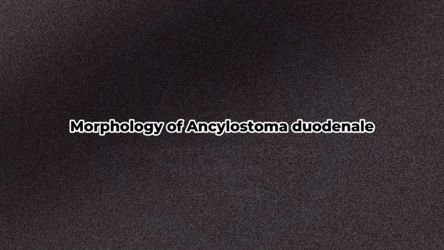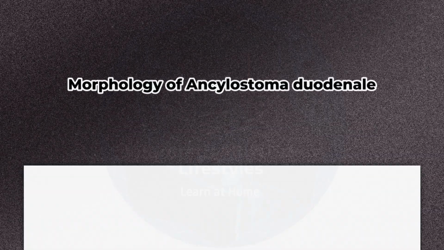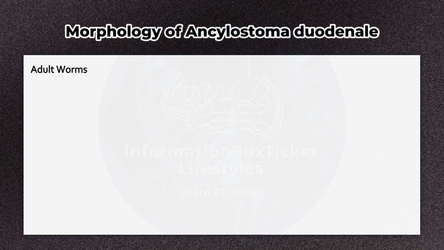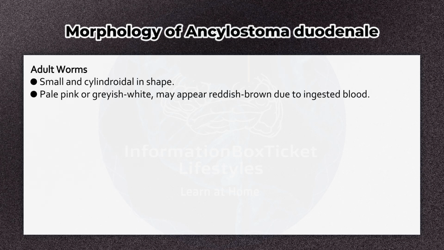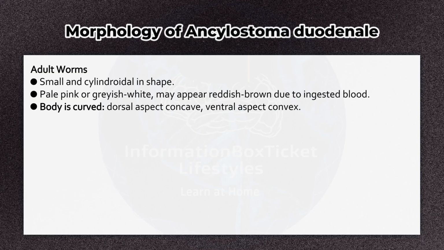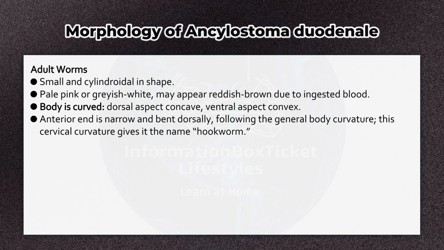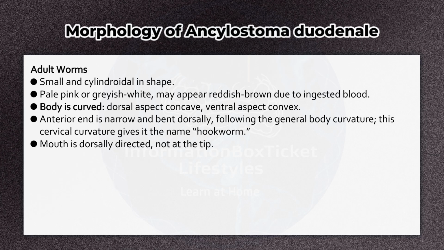Morphology of Ancylostoma duodenale. Adult worms, small and cylindroidal in shape, pale pink or grayish-white, may appear reddish-brown due to ingested blood. Body is curved, dorsal aspect concave, ventral aspect convex. Anterior end is narrow and bent dorsally, following the general body curvature. This cervical curvature gives it the name hookworm. Mouth is dorsally directed, not at the tip.